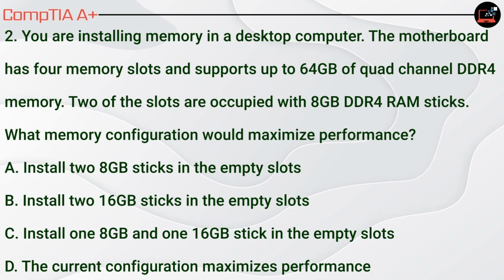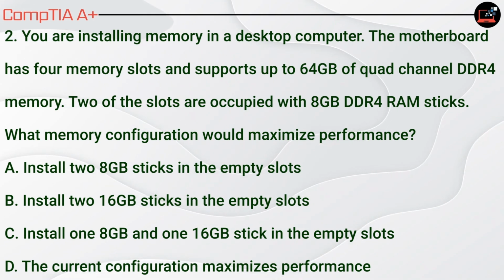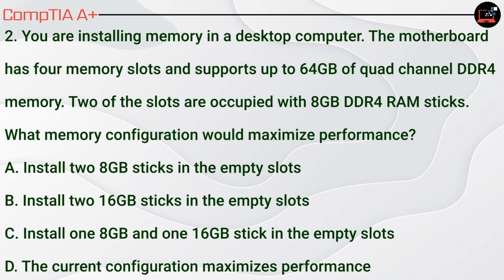2. You are installing memory in a desktop computer. The motherboard has 4 memory slots and supports up to 64 GB of quad-channel DDR4 memory. 2 of the slots are occupied with 8 GB DDR4 RAM sticks. What memory configuration would maximize performance? A. Install 2 8 GB sticks in the empty slots. B. Install 2 16 GB sticks in the empty slots. C. Install 1 8 GB and 1 16 GB stick in the empty slots. D. The current configuration maximizes performance.